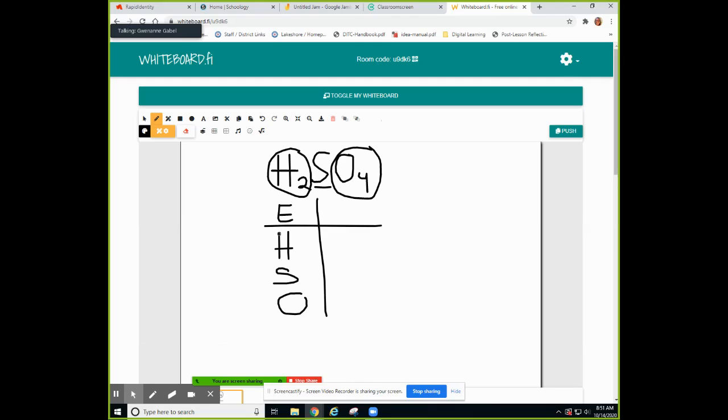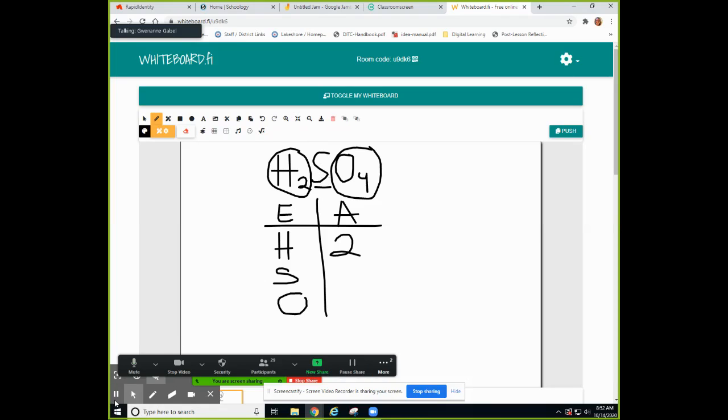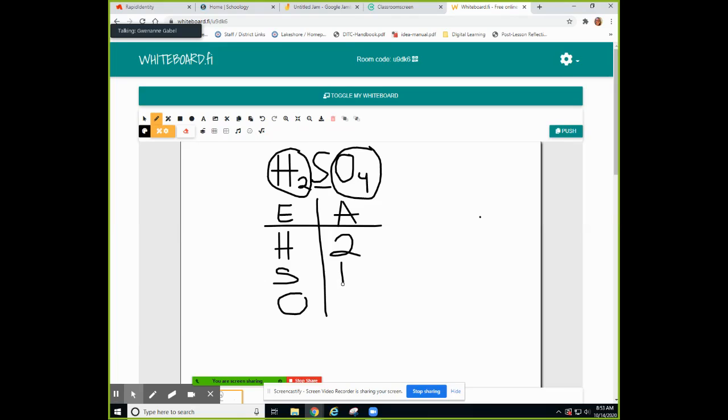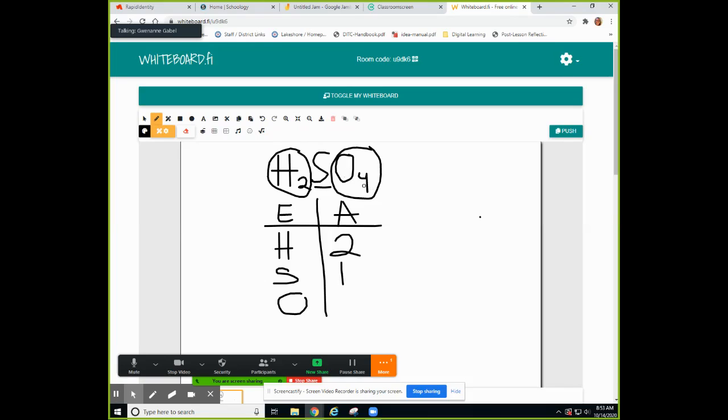Okay, so I just counted my elements for this chemical formula. We have hydrogen, sulfur, and oxygen. Now I'm going to count how many atoms I have. Okay, how many atoms of hydrogen are there? So because there's a 2 subscript that's behind hydrogen, that subscript tells us that we have 2 atoms of hydrogen. Okay, and how many atoms of sulfur do we have? 1 atom of sulfur. And then oxygen has a subscript of 4. So we have 4 atoms of oxygen.